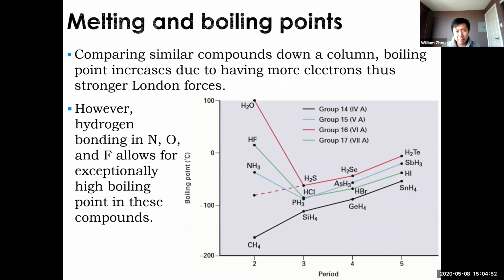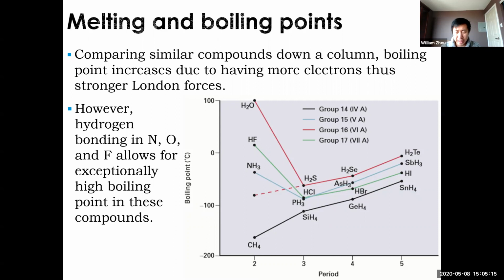Okay, does that make sense? So that's why you have an anomaly in this pattern. You might expect to find water in that dashed line where it should be if you just extrapolate from the data, but no, because of hydrogen bonding, water shoots up. Okay, if you check out group 15 and 17, the green and the blue, you see the exact same pattern.